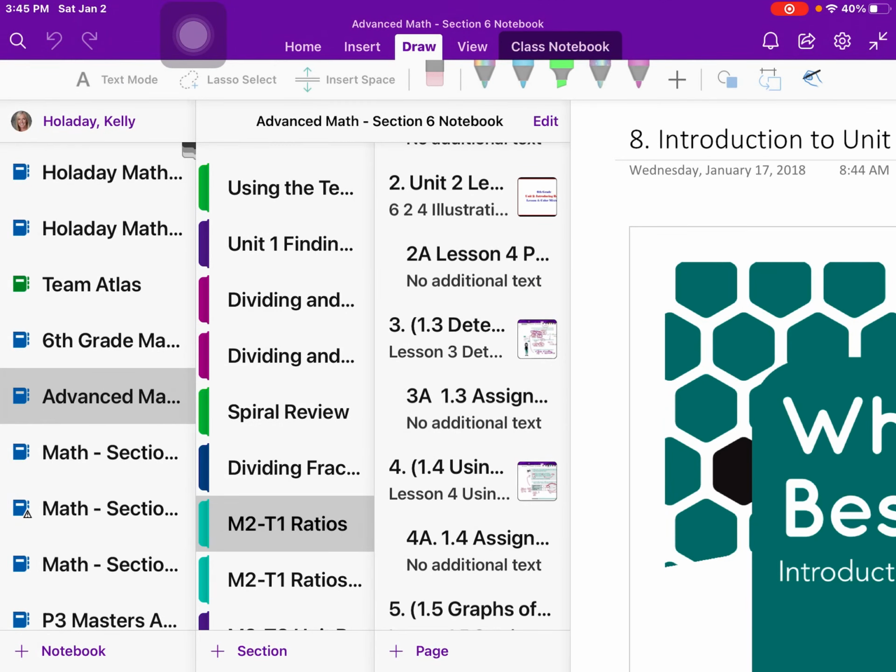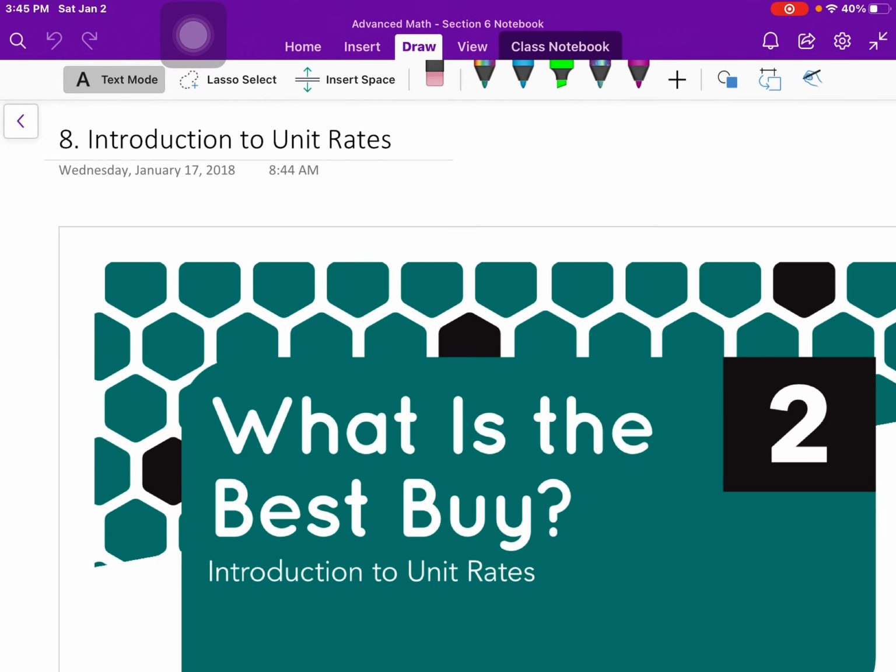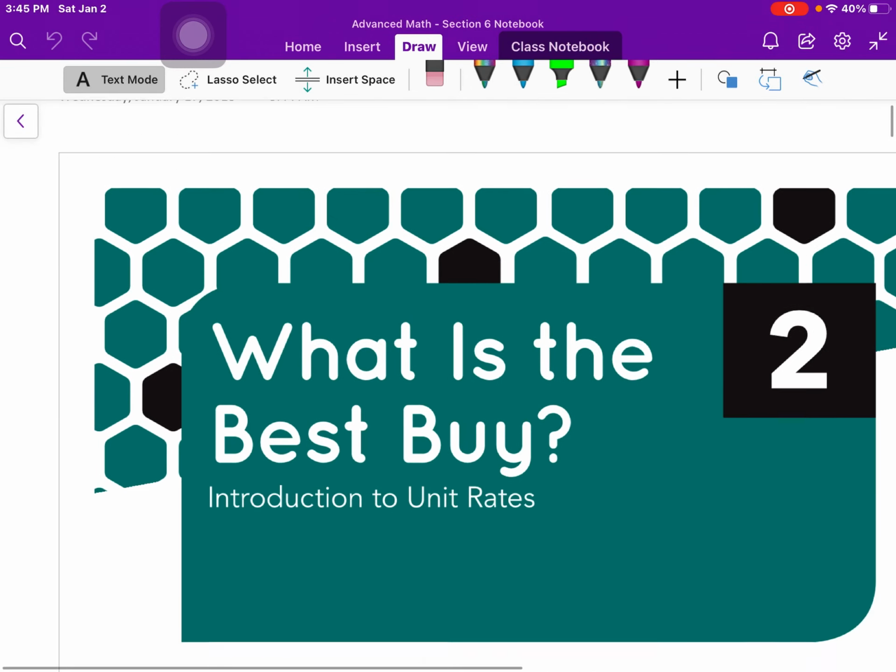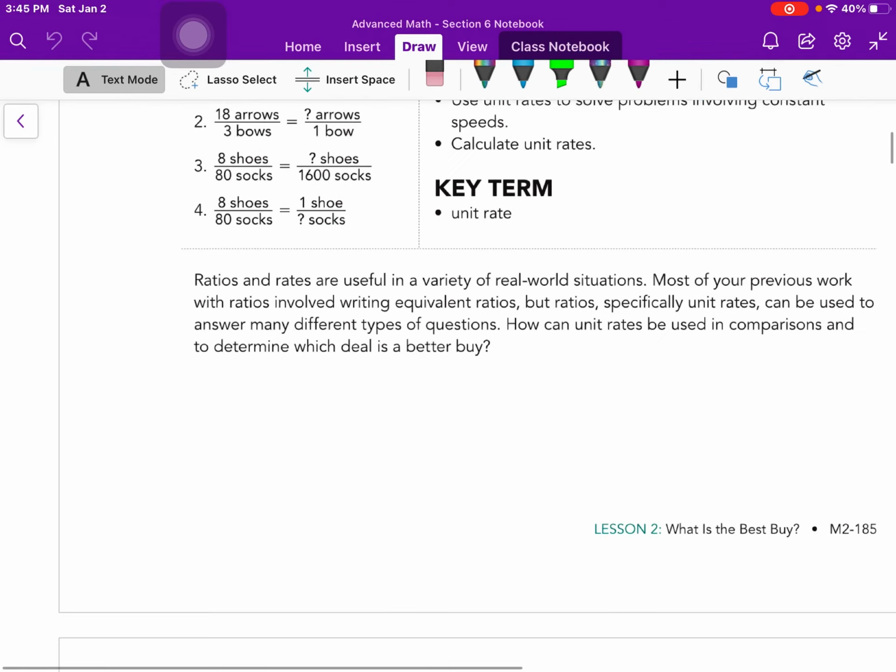Unit rates. All right, this is a very important lesson because if you're ever going to be a shopper, buying the best deal, finding a good deal on a car, anything like that, you're going to want to know this lesson, unit rates. We are in the M2-T1 ratios tab. If you're in OneNote, you're looking for the one that says Introduction to Unit Rates, what's the best buy?